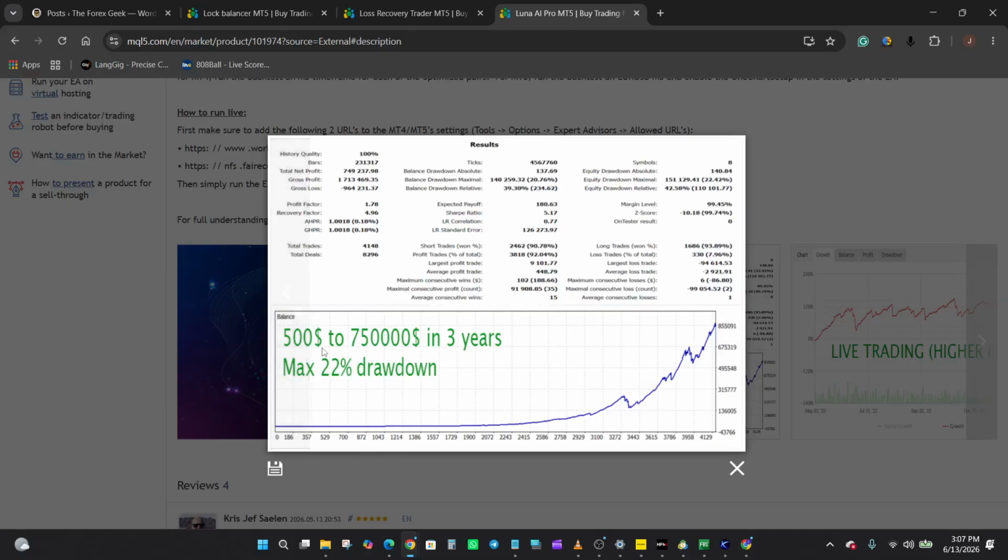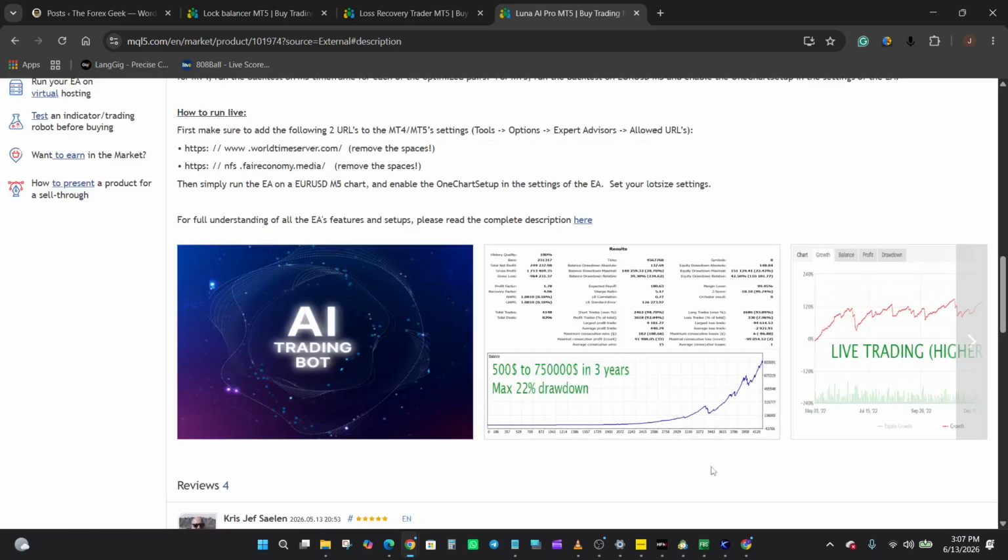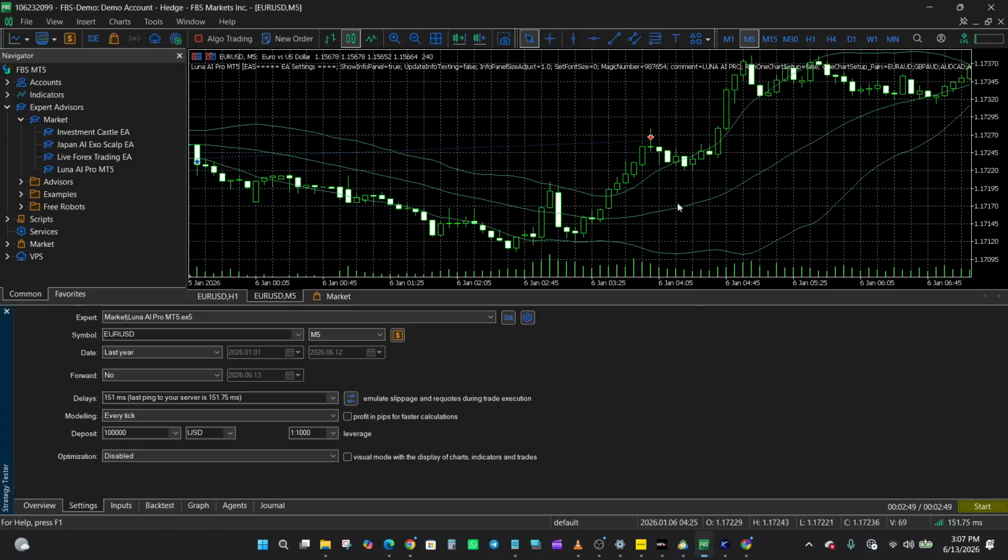So this shows $749,237 in about 3 years, with a maximum 22% drawdown. All right, then this shows live trading, higher risk, and all of that. Let's head over to our strategy tester. Let's see how this EA performed in 2026.